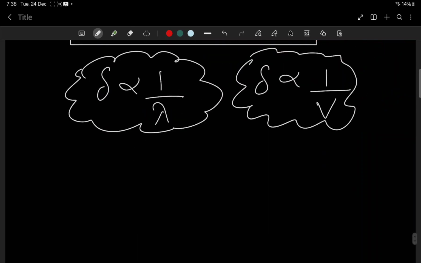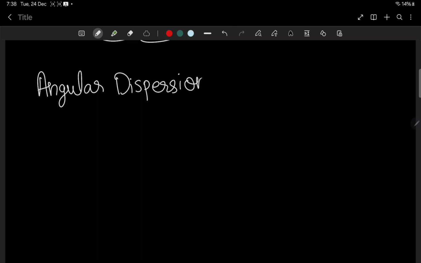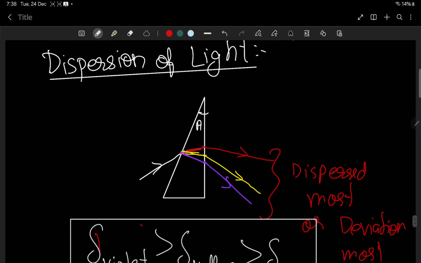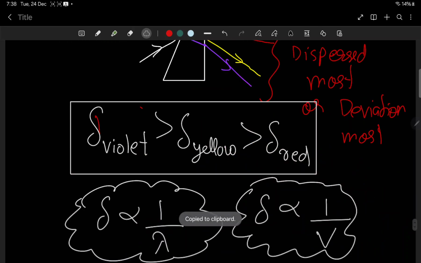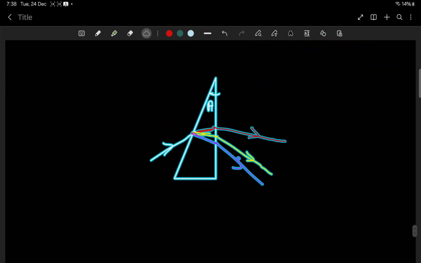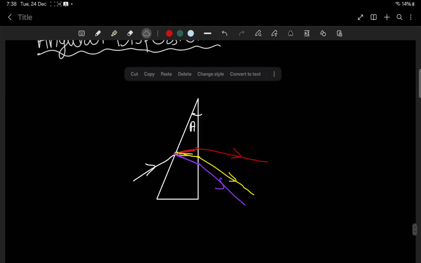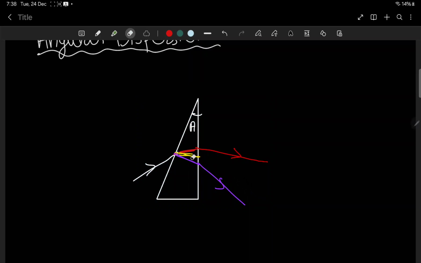Now we have angular dispersion. Important topic. Important means it's simple to understand but important. I'll just copy the same image and paste it here. Yes, I'm having the image here. Look, I'll just erase this yellow line.